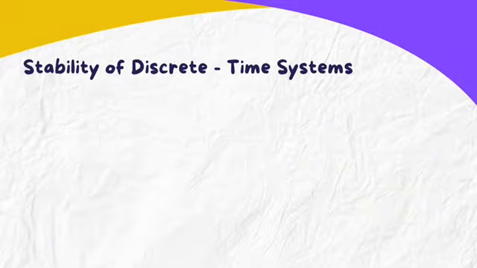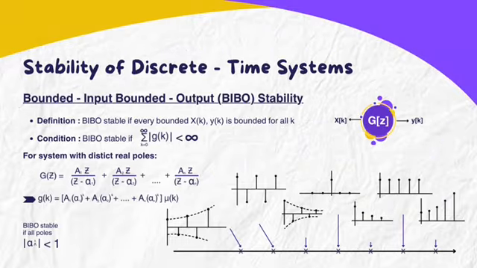Stability of discrete time system. What is BIBO stability? Definition: a system is BIBO stable if for every bounded input x(k), the output y(k) is also bounded for all values of k. Think of it like this: if the input doesn't blow up, neither should the output.